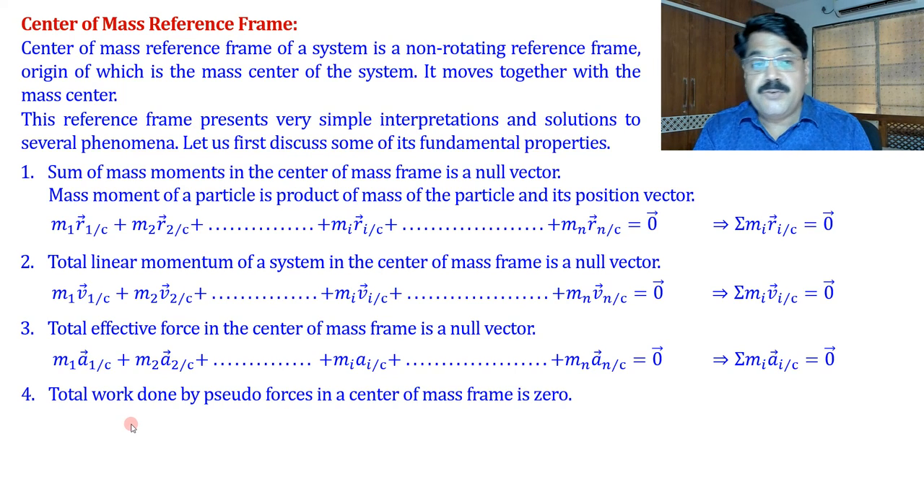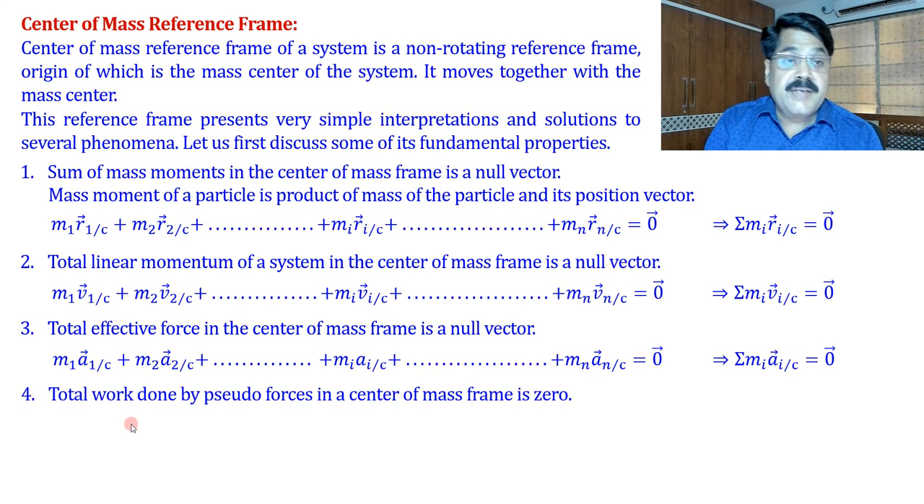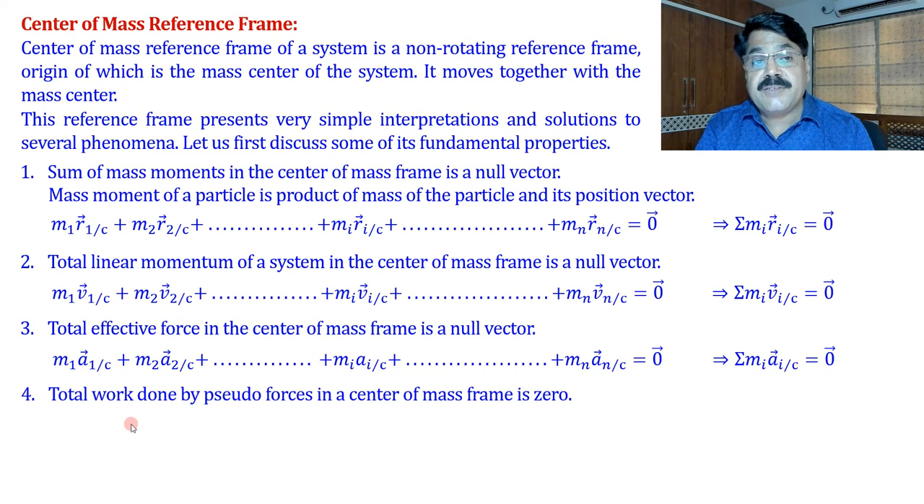So how can we write pseudo force? Pseudo force is mass into acceleration of the reference frame in reverse direction. So if the center of mass has acceleration AC, on a particle of mass m, what will be the pseudo force? Minus m into AC. So on m1, the pseudo force is m1 into minus AC. Similarly, on m2 it is m2 into minus AC, and the sum of the work done by all these pseudo forces will be zero.